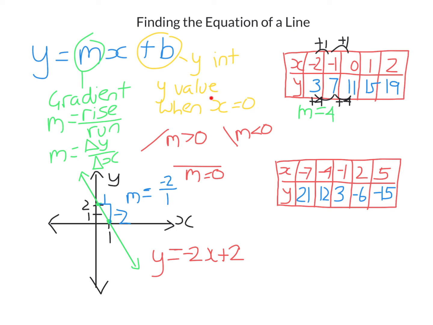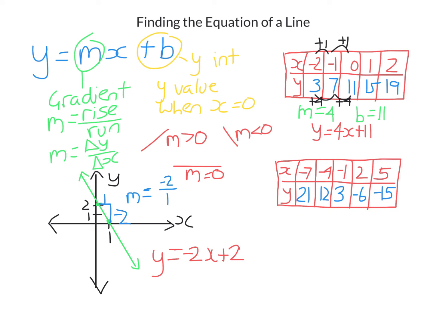The y-intercept is the y value when x equals 0. So that's this value here. Here, the y-intercept is 11. So the rule linking x and y, or the equation linking x and y, is just going to be y equals mx plus b. What that essentially means is that if you want to get the y value, you just times the x value by 4 and add 11. Times x value by 4, add 11, you have the y value, and so on.